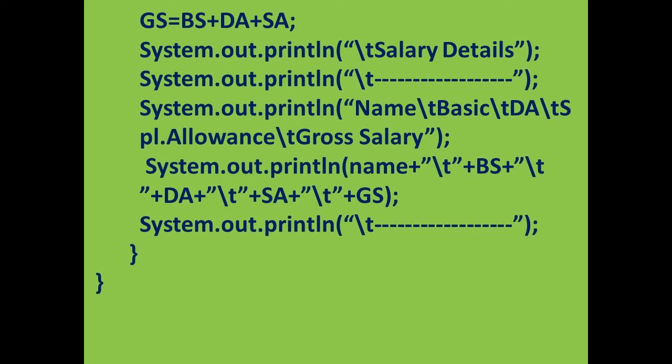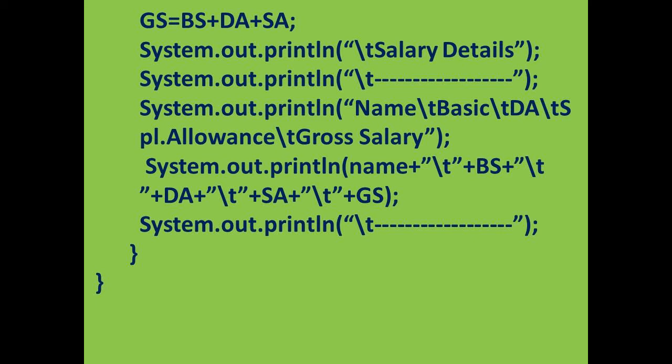System.out.println within double inverted commas, first I have given name, using the given format, that means the format mentioned in the question. The same format you have to give here also. Name. To get a space we give \t, then basic salary, again \t, then DA \t, then special allowance \t, then gross salary. Then close the inverted comma and bracket.